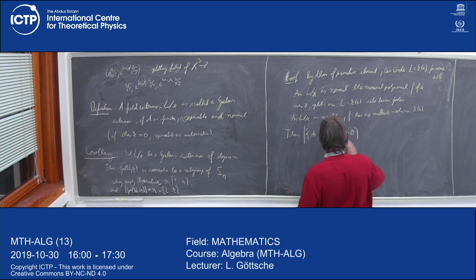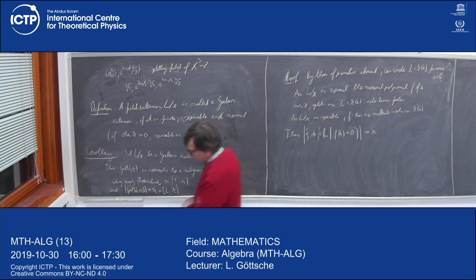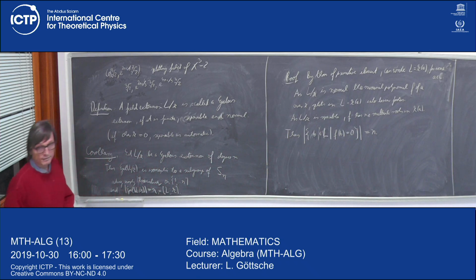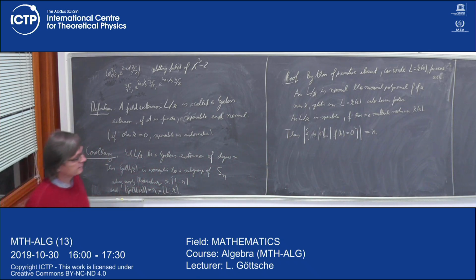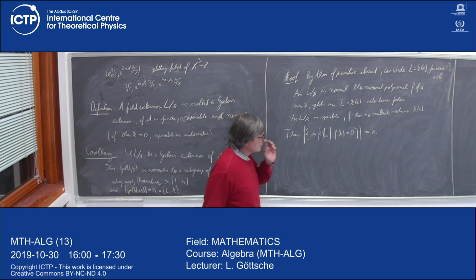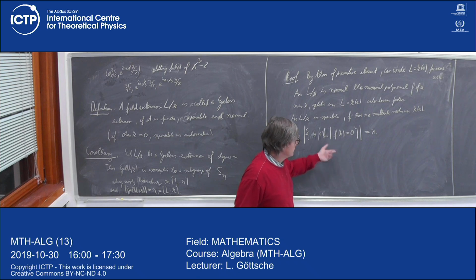So the number of elements of this is n. And now we can apply the previous theorem, which said that if we have a simple algebraic extension, then the Galois group acts simply transitively on the roots of the minimal polynomial, and this is precisely what we have here.